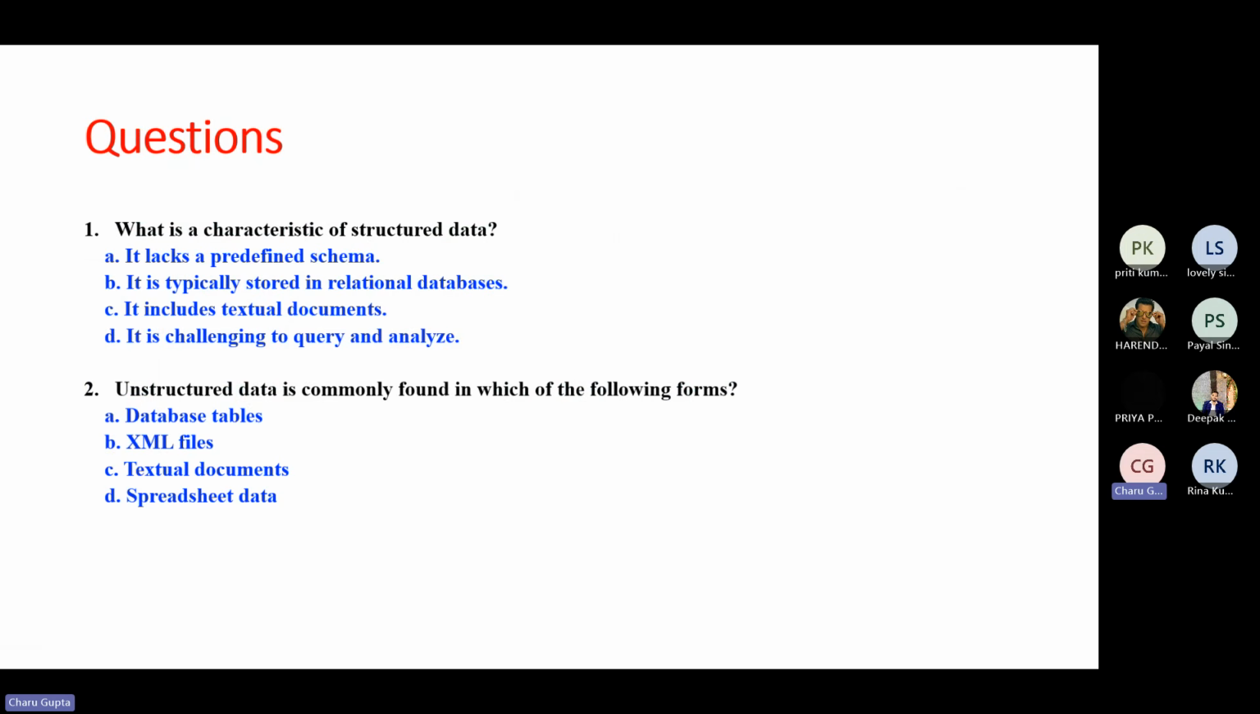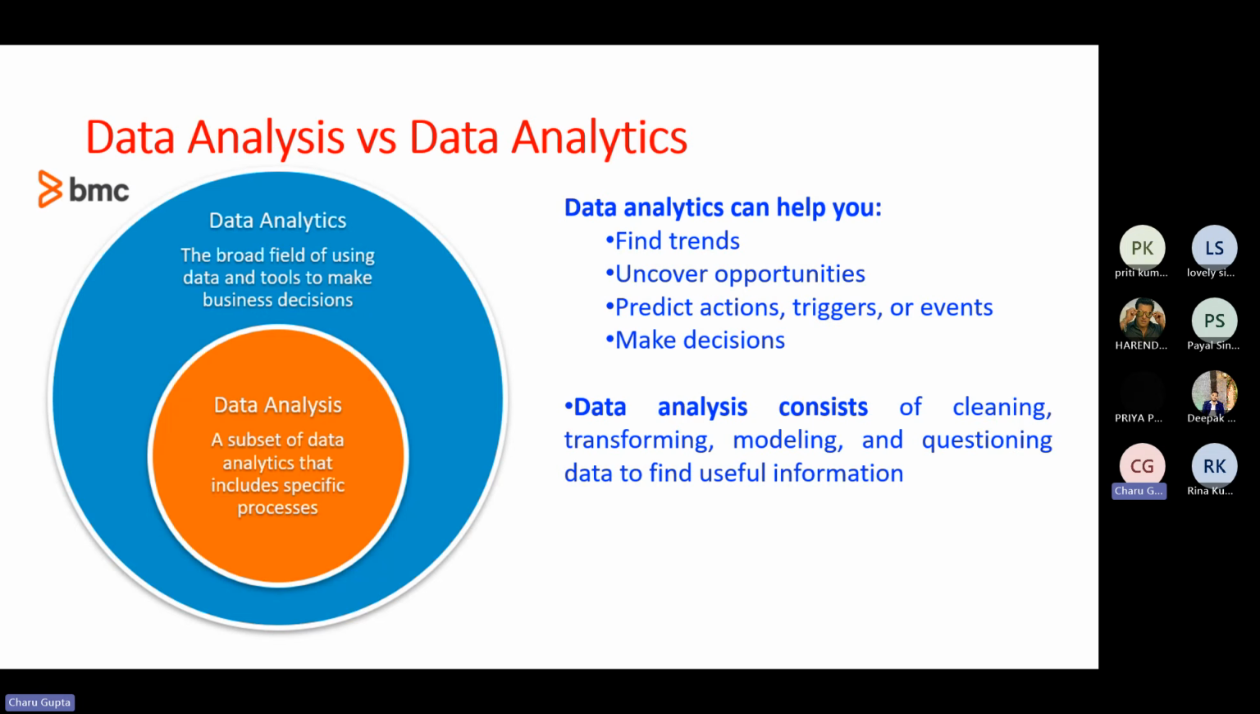So these are a few questions. What are the characteristics of structured and unstructured data? Structured data is stored in a relational database, in the form of tables, rows and columns. Unstructured data is basically in textual documents, right? They do not have any structure associated with them.